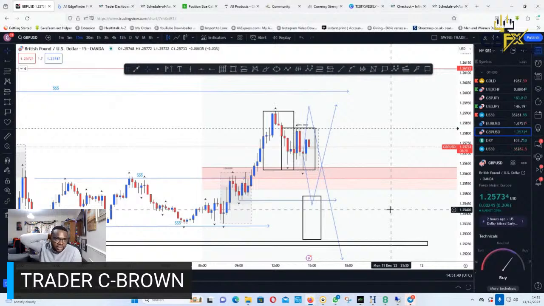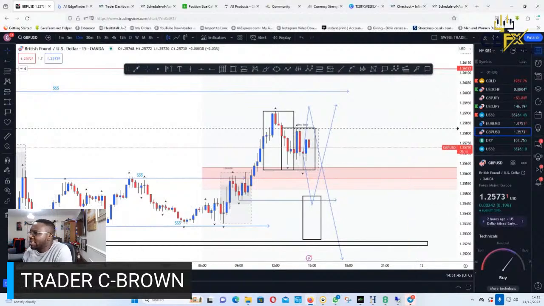Okay, we are almost getting there. The trade setup is getting ready. It's getting ready. It's getting ready. Whoo! Nice. What a wait. It's good to wait, isn't it?